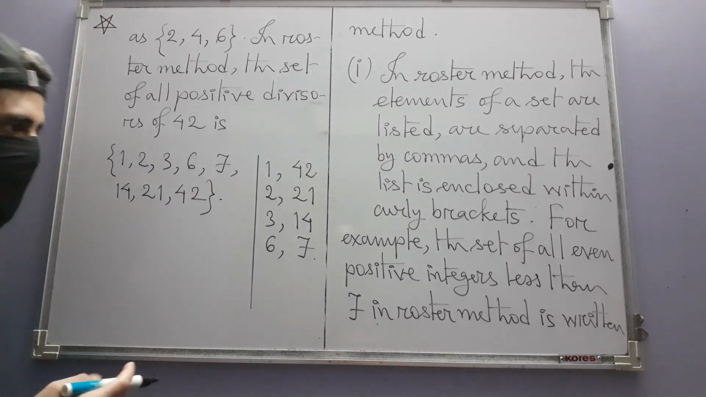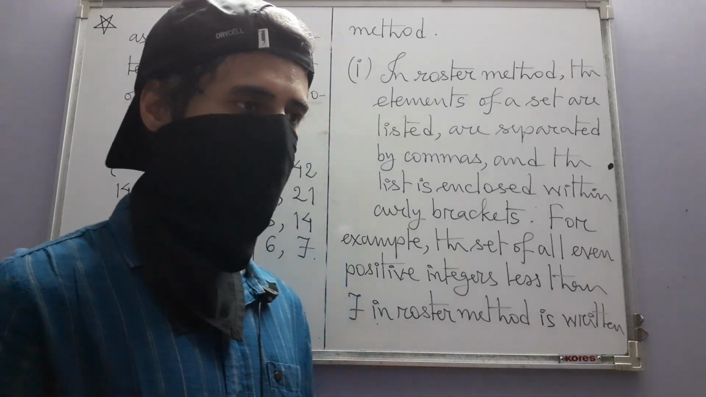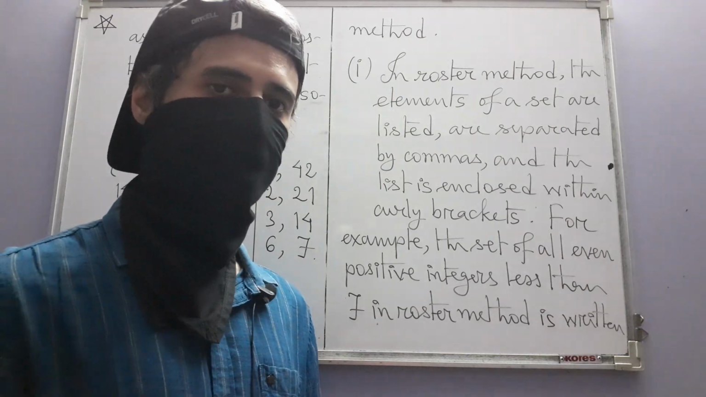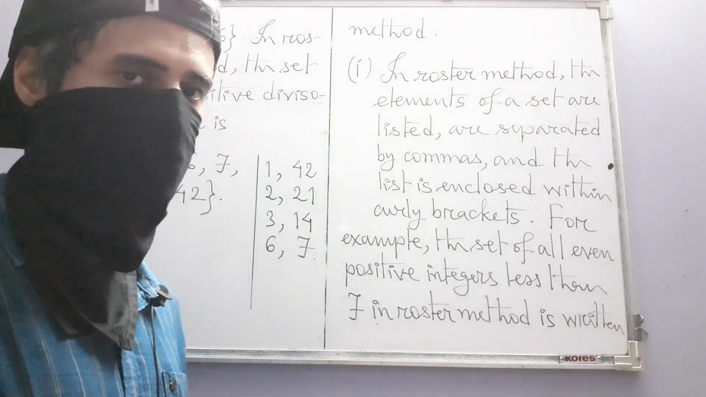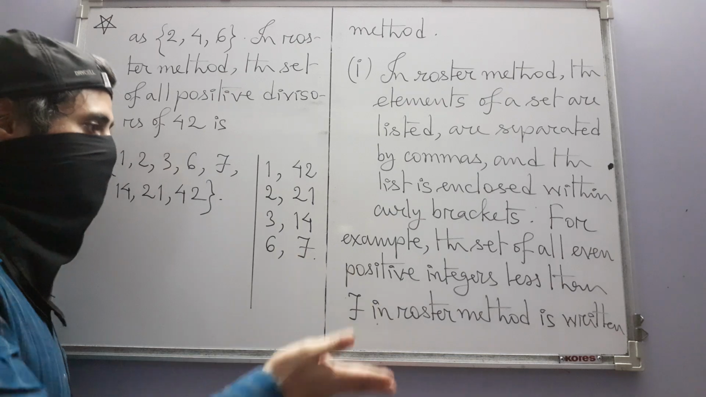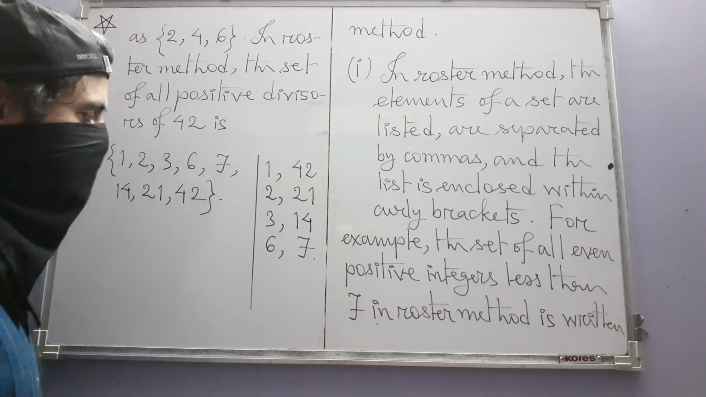Why? Because a set, after all, is a collection of objects. It does not matter whether you mention this as your first object, this as your second object. In a set, there is no first, second, or anything. It's just the collection of those objects. What matters is what objects are elements of the set and what objects are not. That's what matters.